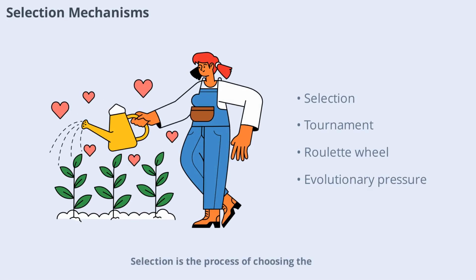Selection is the process of choosing the best performing candidates to create the next generation. Various selection methods exist, such as tournament selection or roulette wheel selection. In biological research, these mechanisms help simulate natural evolutionary pressures, ensuring that advantageous traits are more likely to be passed on. By carefully designing the selection process, researchers can guide the algorithm toward more promising solutions.